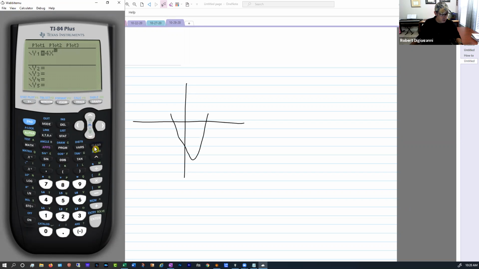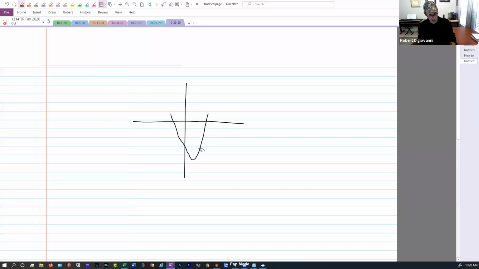Oh, shoot. Clear. I messed up. 4x squared minus 3x minus 11. So this is for those of you who did something like this in high school. Yeah, I've actually had students do that too. They'll draw that. They'll go.